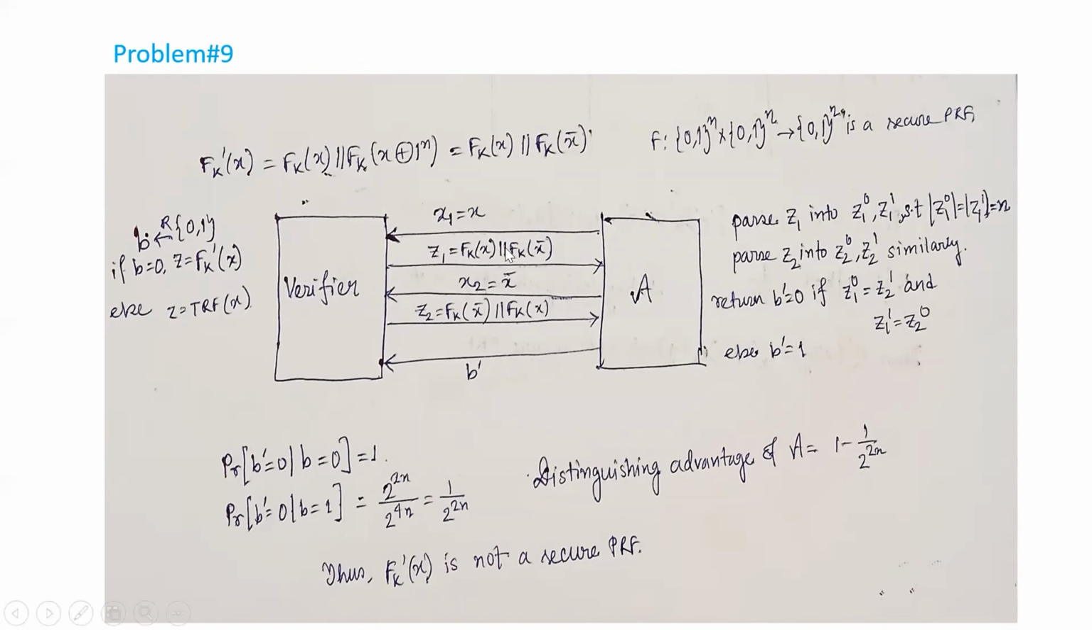Very simply, you just query the verifier first with input x, then with input x bar. In the first case you get Fk of x concatenated with Fk of x bar, and in the next case you get Fk of x bar concatenated with Fk of x. By comparing whether the first half of the first string is equal to the second half of the second string, and the second half of the first string is equal to the first half of the second string, if that condition is satisfied, the adversary concludes that it is interacting with a PRF. Otherwise, it concludes that it is interacting with a truly random function. This clearly has a non-negligible distinguishing advantage, and so we conclude that Fk dash is also not a secure PRF.